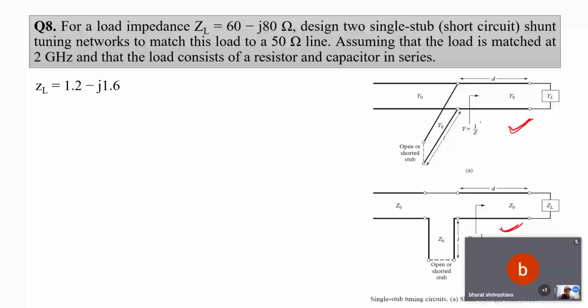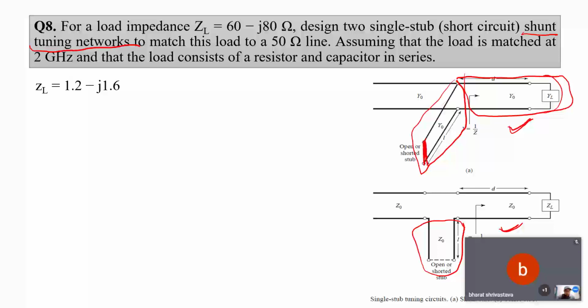Okay, so here you can see that this stub is connected in shunt with this transmission line as well as this load, whereas here you can see this stub is connected in series with this line. Okay, so here in this question we have to design a shunt tuning network, which is short circuited, meaning at this terminal it will be short circuited. So how this system works, we have to first see.